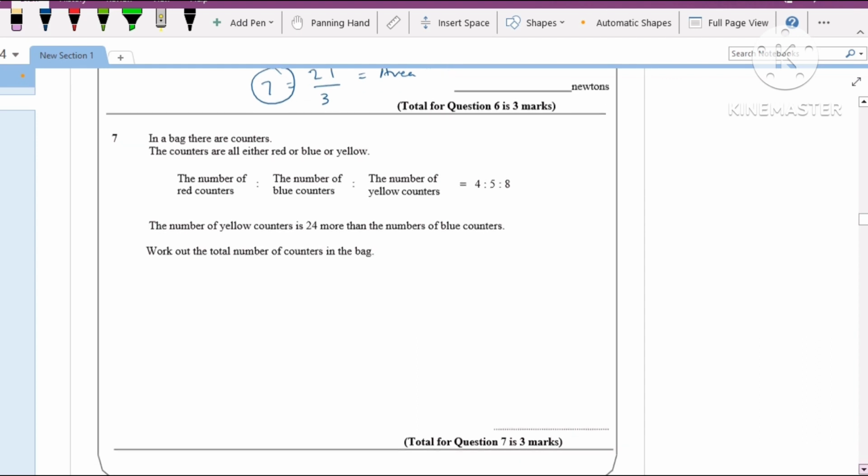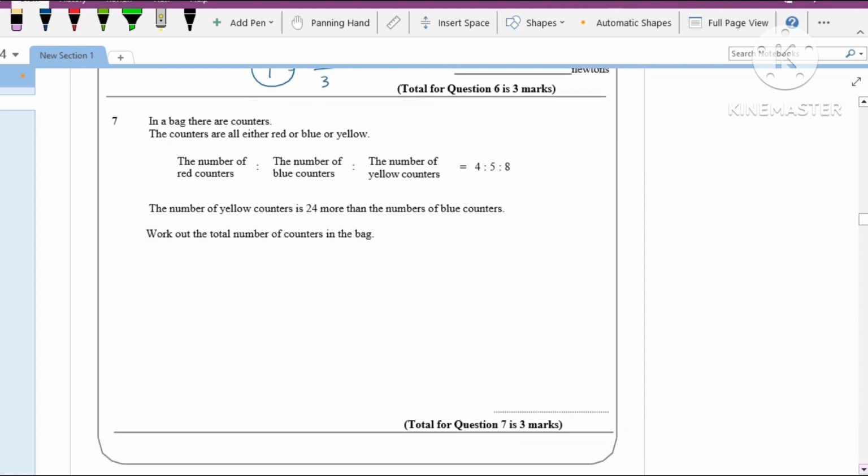Okay, question number 7. This is again from ratio. In a bag, there are counters. The counters are either red, blue, or yellow. This is the ratio which is given. The number of yellow counters is 24 more than the number of blue counters.